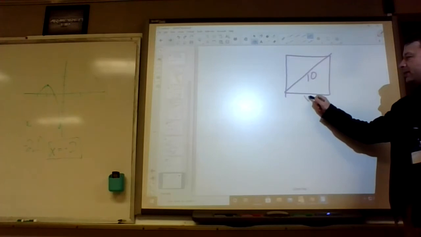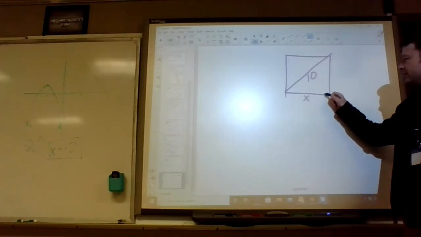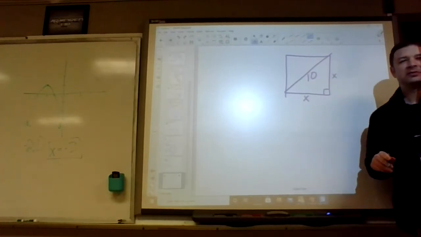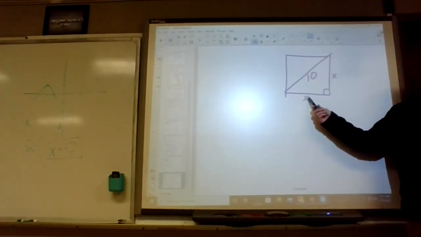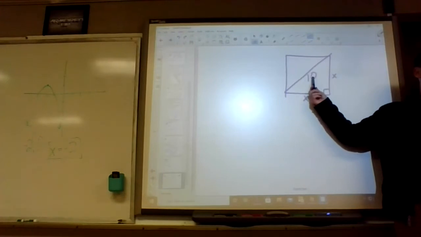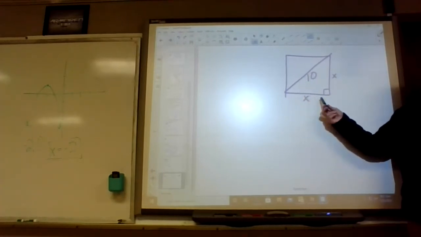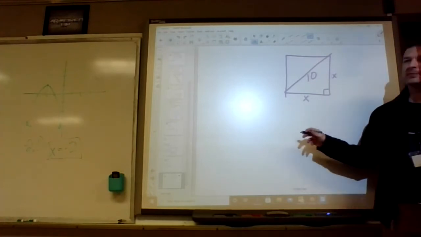What we really need here is x, right? There's a relationship that we know. Pythagorean theorem. So how would I write that?